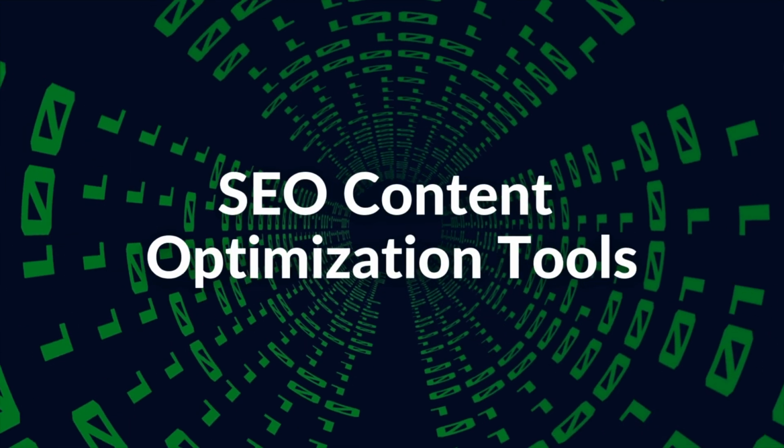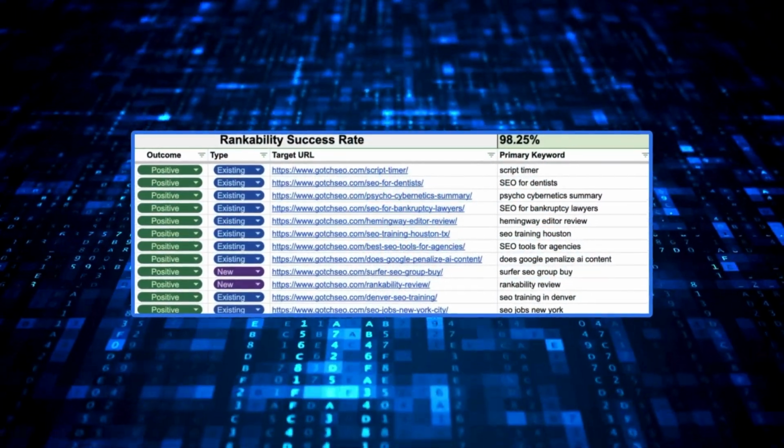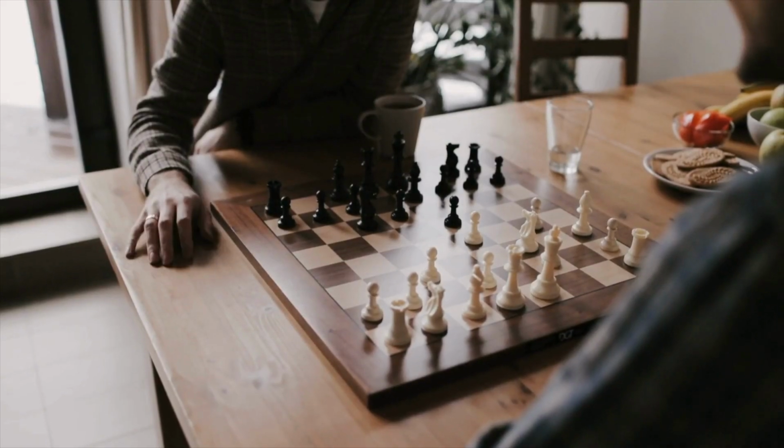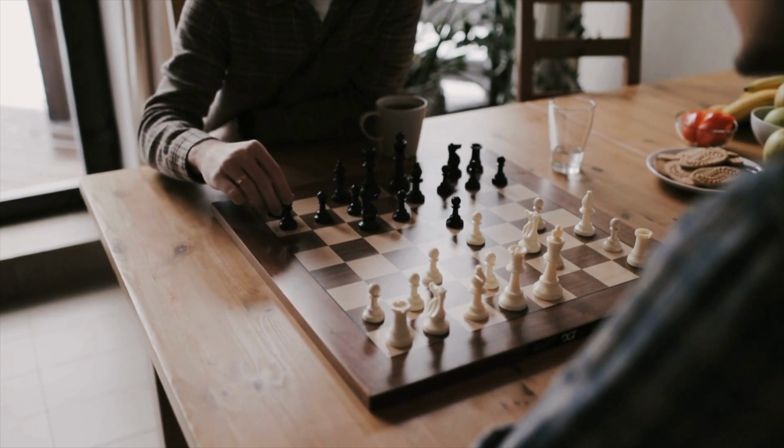The content optimization tools I'm about to show you have helped me get a 96% ranking improvement rate in Google. And I've used them to get results like this, this, and this, even through countless Google updates. By leveraging these tools, you'll gain a huge advantage over your competitors. And think of it like playing chess while they're stuck playing tic-tac-toe.